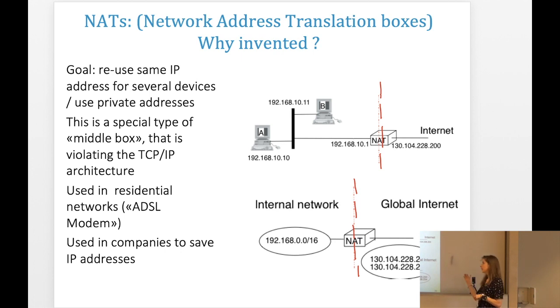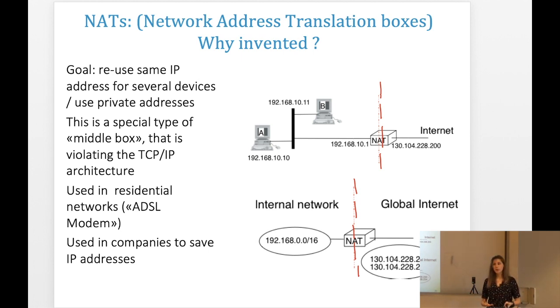For instance, this is a typical reason. In IPv4, we saw that there were only 32-bit IP addresses. So it was not enough to have enough unique IP addresses. So a device was created, which is called a NAT. It's a network address translation box. It sits in front of a LAN, for instance.